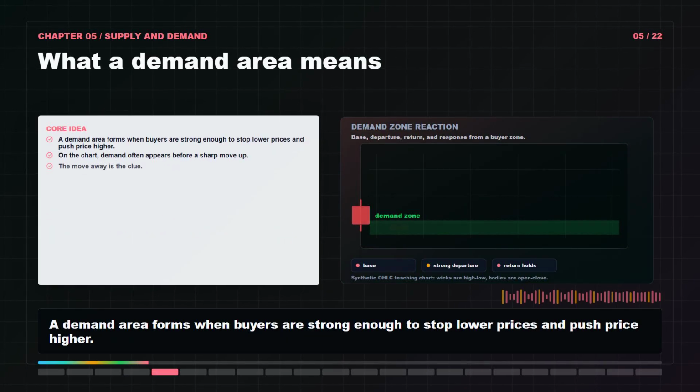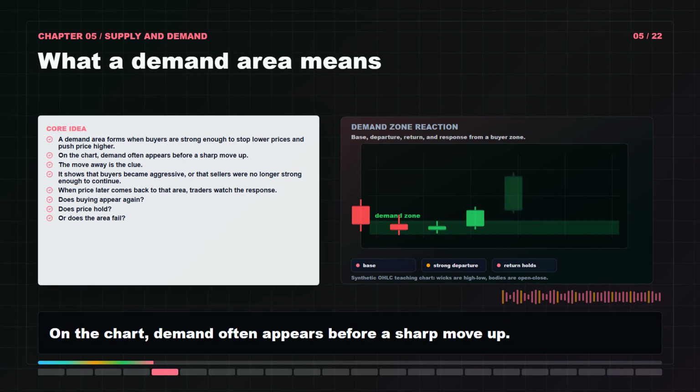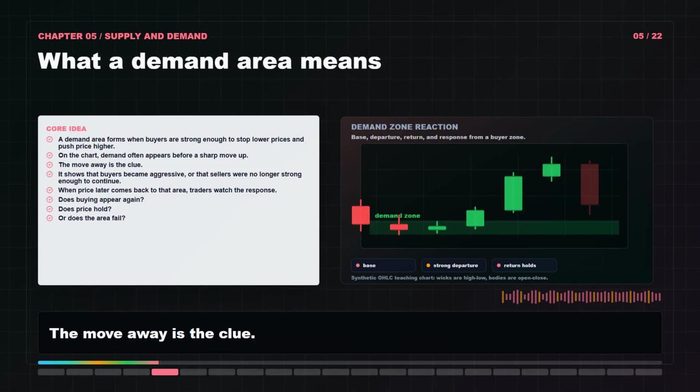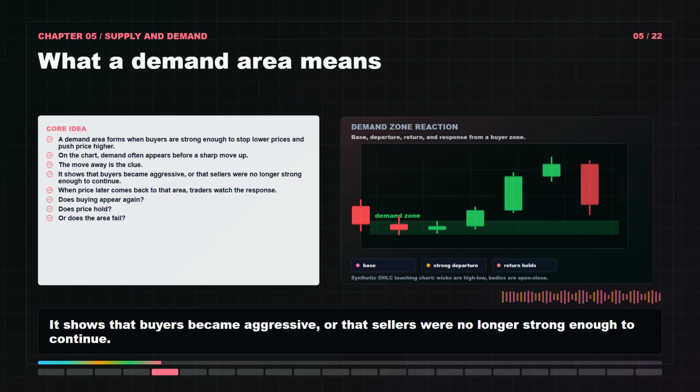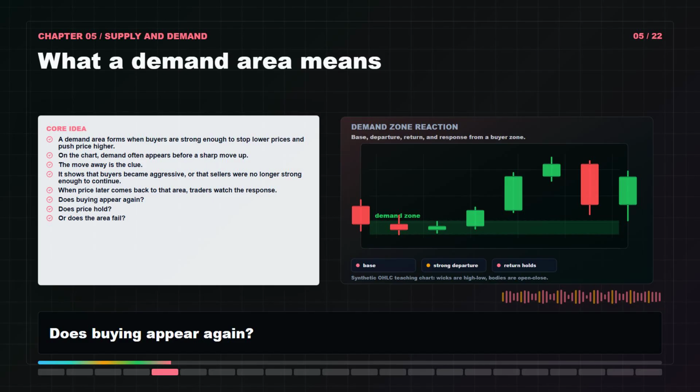A demand area forms when buyers are strong enough to stop lower prices and push price higher. On the chart, demand often appears before a sharp move up. The move away is the clue. It shows that buyers became aggressive, or that sellers were no longer strong enough to continue. When price later comes back to that area, traders watch the response. Does buying appear again? Does price hold? Or does the area fail?